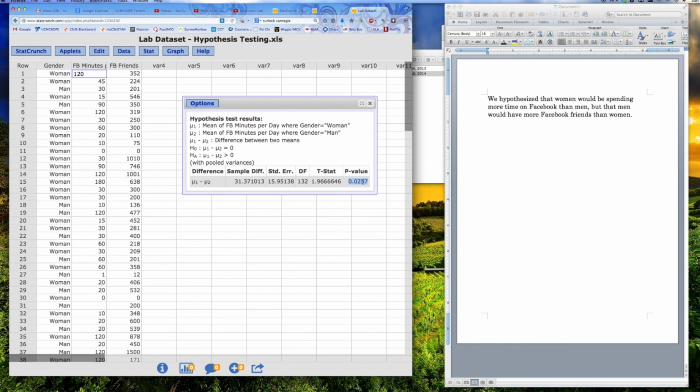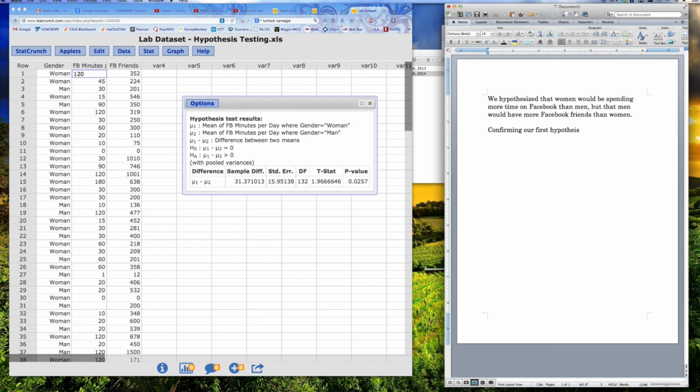If this was 0.054, it would round to 0.05. That would still be significant. But if it was 0.055 or anything larger, it would not be a significant difference. But in fact, we did get a significant difference. So to write that up, we can go confirming our first hypothesis. It was found that women spend significantly more time on Facebook than men.